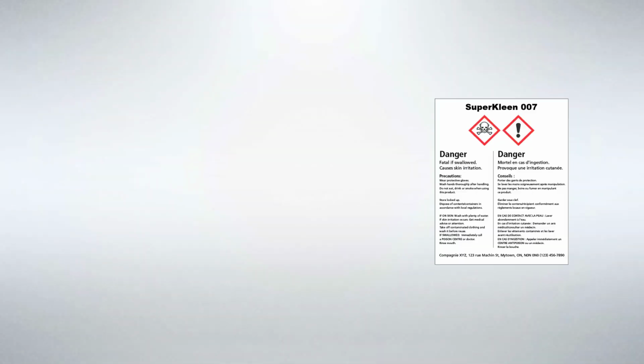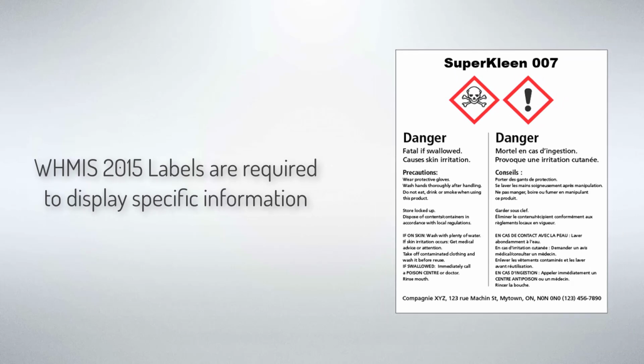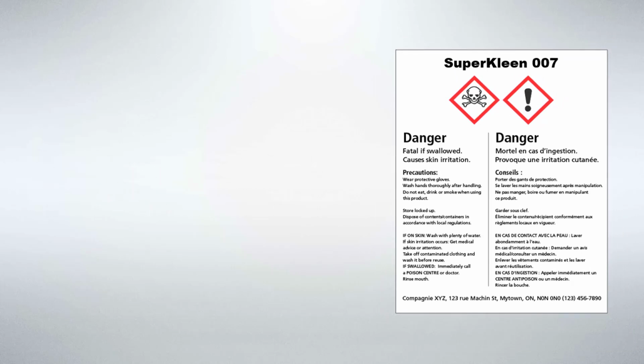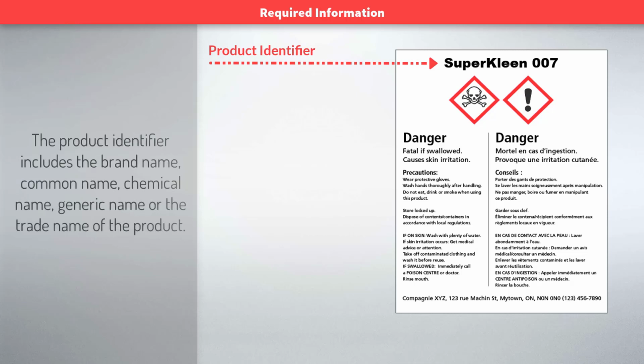All WHMIS 2015 labels are required to display specific information. The information required to be displayed includes Product Identifier. The product identifier includes the brand name, common name, chemical name, generic name, or the trade name of the product.